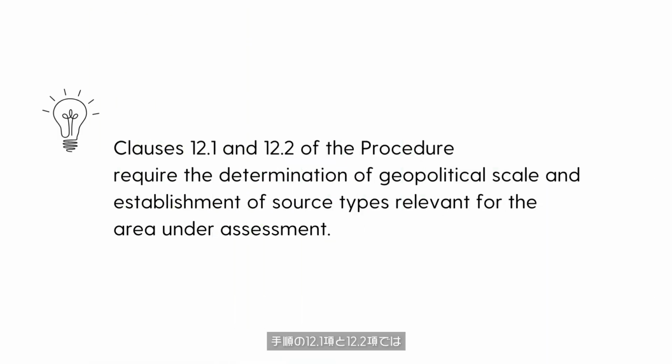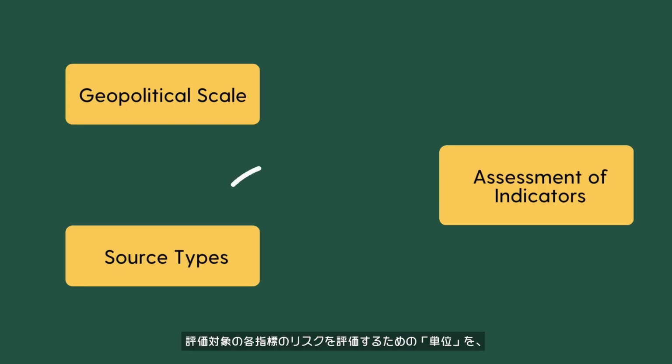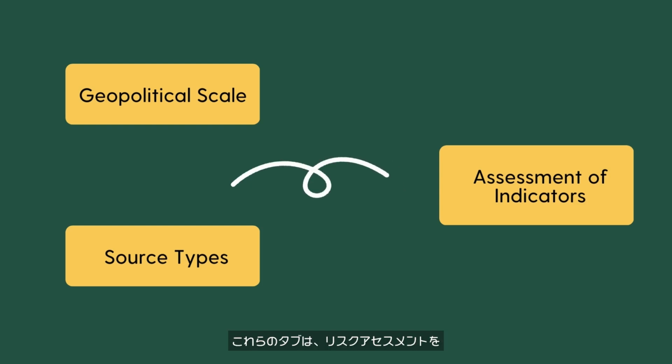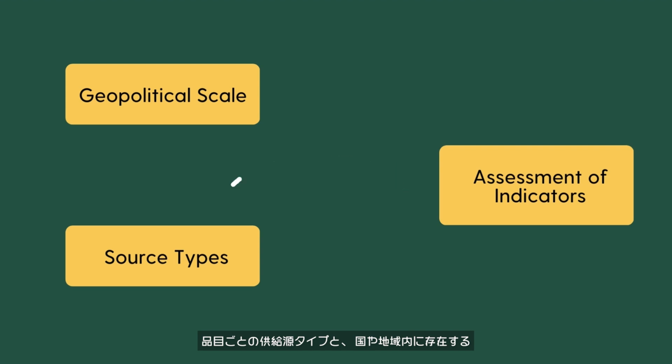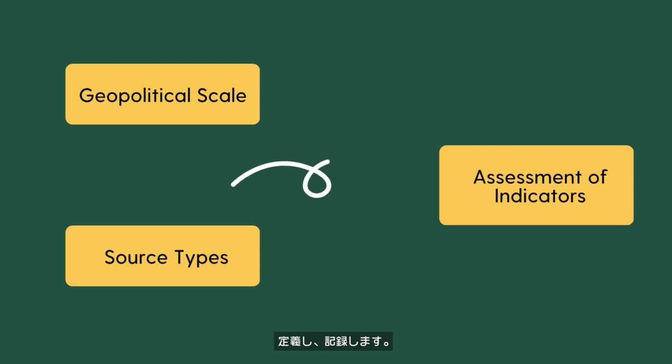So clauses 12.1 and 12.2 of the procedure require the determination of both geopolitical scale and the establishment of source types which are relevant for the geographical area under assessment. Effectively, what this means is establishing the units, geographically and by source type, by which you will evaluate the risk for each of the indicators being assessed. These tabs are places to customize the risk assessment to your own country context and where you will record the groups that define both the types of sources of the commodities and the different geopolitical scales present within the country or region.